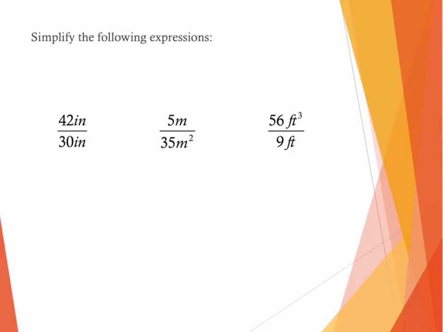So I have 42 inches over 30 inches. The inches are going to cancel out with each other. 42 over 30 is going to reduce to 7 over 5.